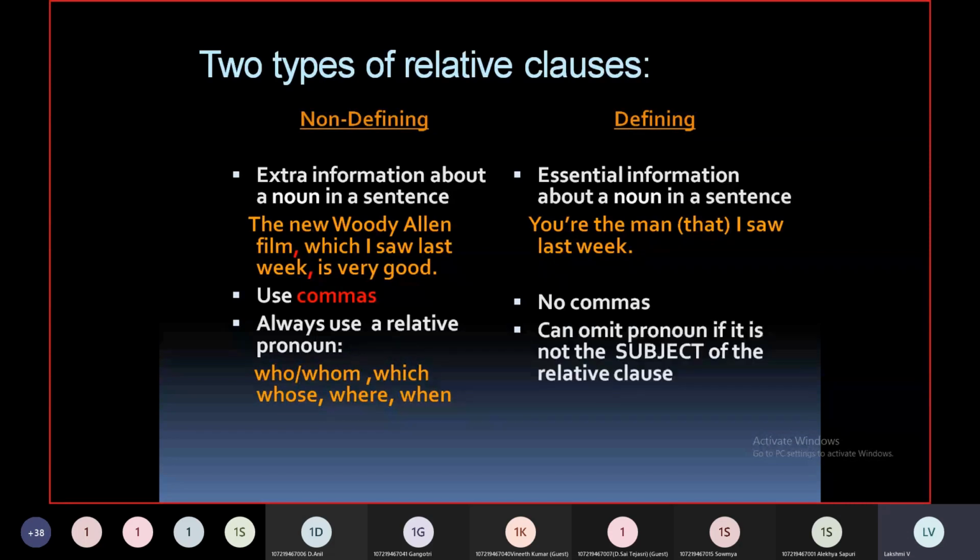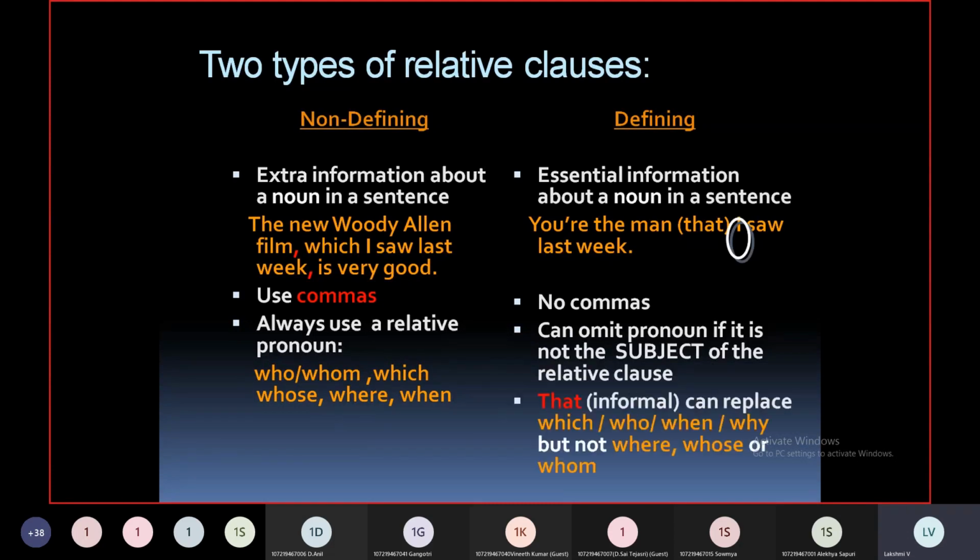So we do not have any commas, and we use the relative clause or relative pronoun. We can omit the pronoun if it is not the subject of the relative clause. If it is not the subject of the relative clause, we can omit it. But that can be replaced with whom. I'm sorry, because that always comes as an informal way.